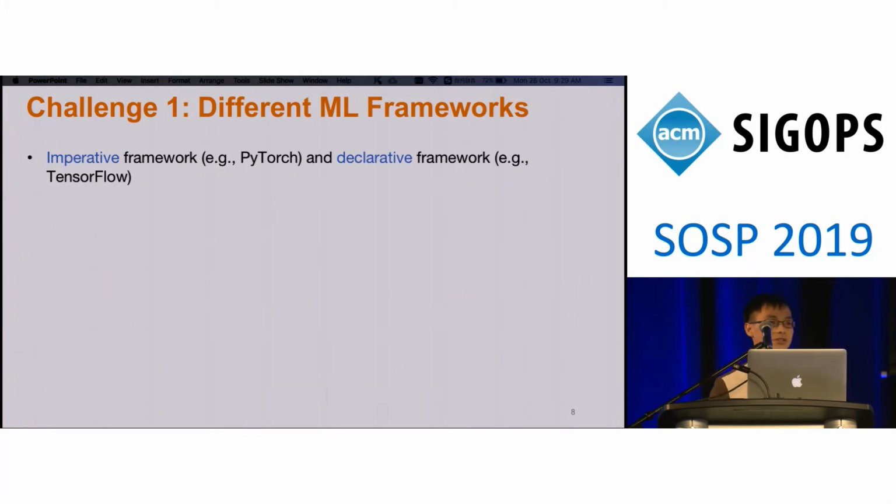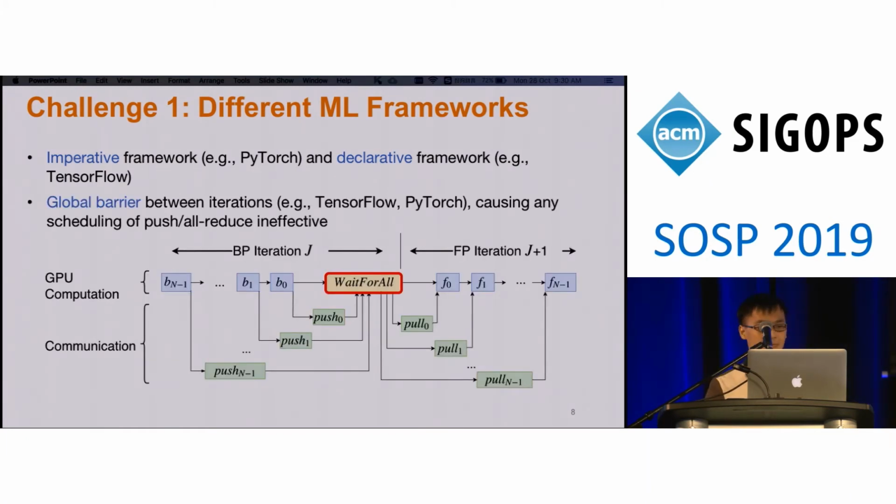The first challenge is to be generic to different machine learning frameworks. As we know, there are two types of machine learning frameworks, imperative framework and declarative framework. How they build and execute a dependency graph is different. And second, some frameworks like TensorFlow and PyTorch have a global barrier between two consecutive iterations. This wait-for-all barrier, as shown in the figure, would make any scheduling ineffective.